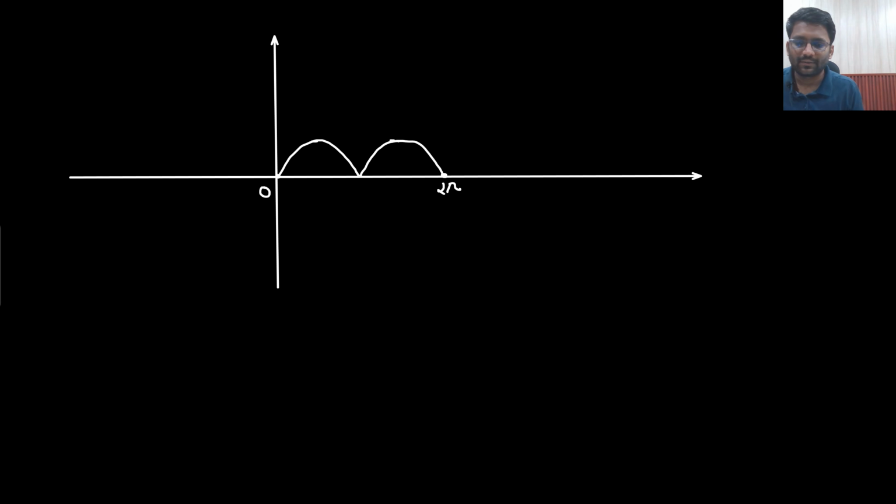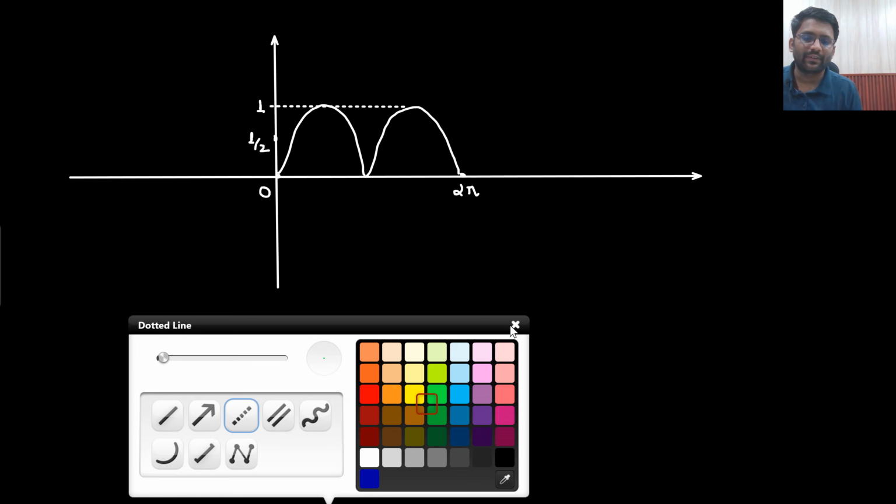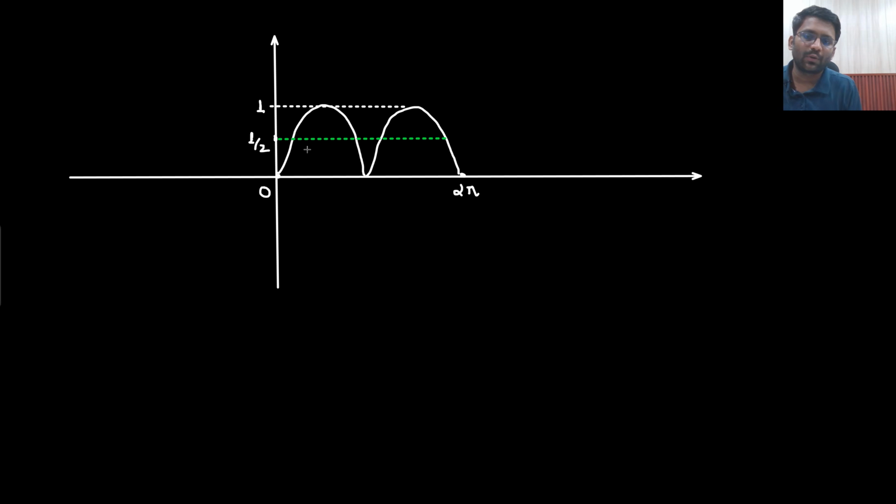So let's make it a bit better. So this upper value is nothing but 1. Can you let me know how many points will be there where the value will be 1 by 2? I need to find all the points where the value is 1 by 2. So all the points will be these points. I don't need to care what those points are, but I will write them down as well. I need to find all the values of x where the value is 1 by 2.